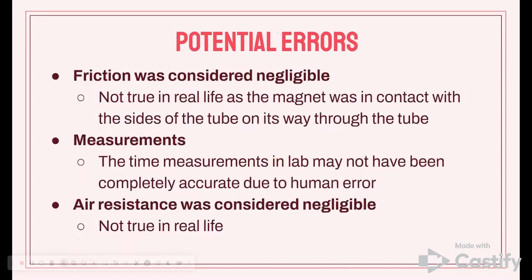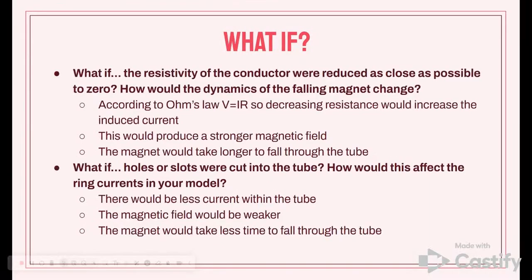Friction was considered negligible, which could be a potential source of error, as in real life the magnet was in contact with the sides of the tube on the way down. The measurements once again are not completely accurate, and air resistance was considered negligible, which would also not be true in real life.